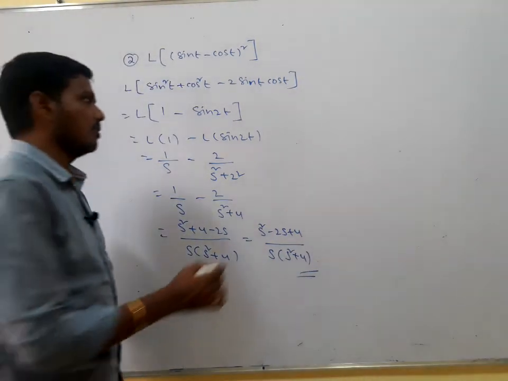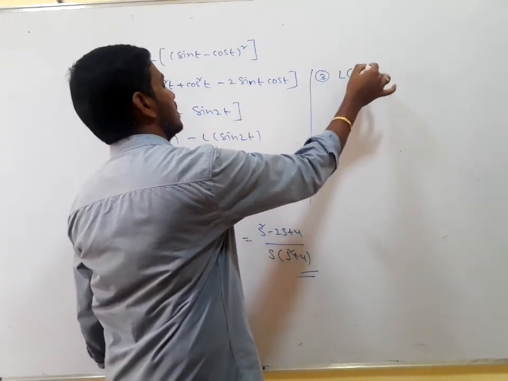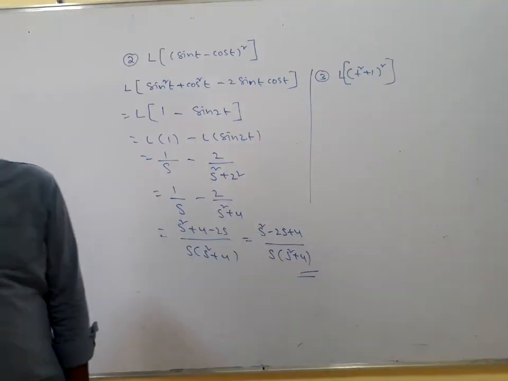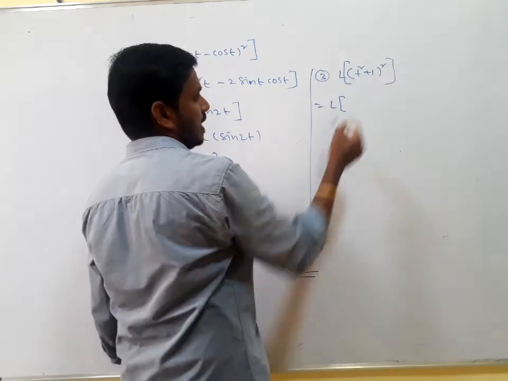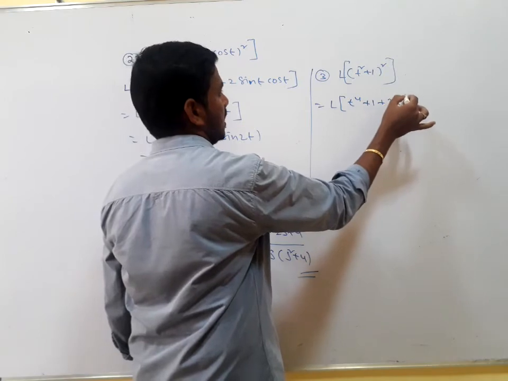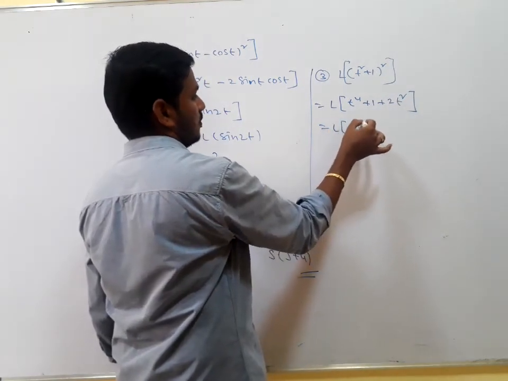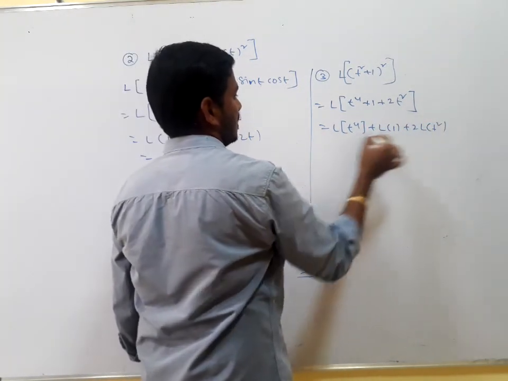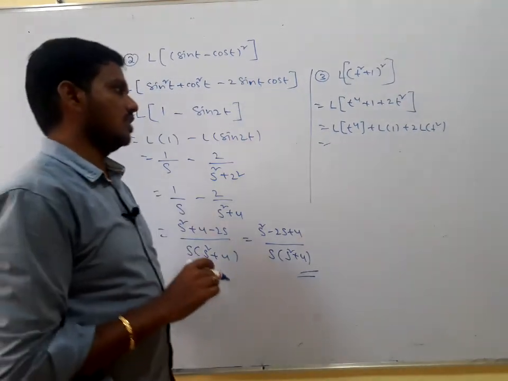Next, Laplace transform of (t square plus 1) whole square. Which is equal to Laplace transform of, expanding it, (t square) whole square, t to the power of 4, plus 1 plus 2t square. Using the linear property, Laplace transform of t to the power of 4 plus Laplace transform of 1 plus 2 into Laplace transform of t square. But the powers are integers, positive integers.